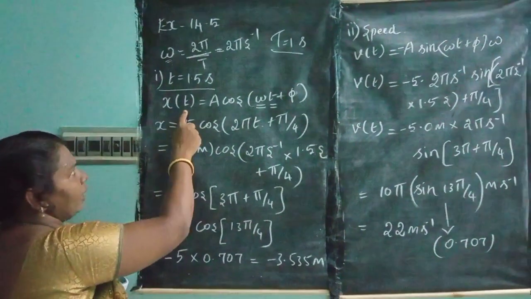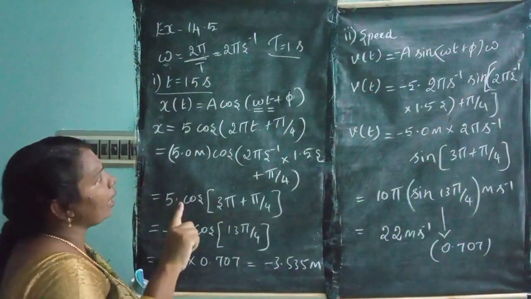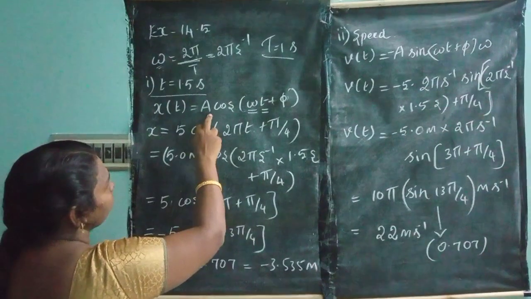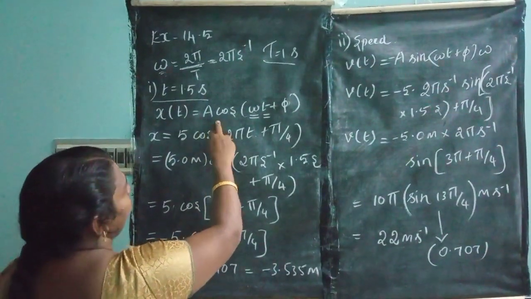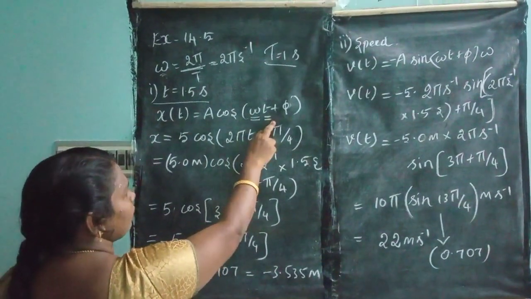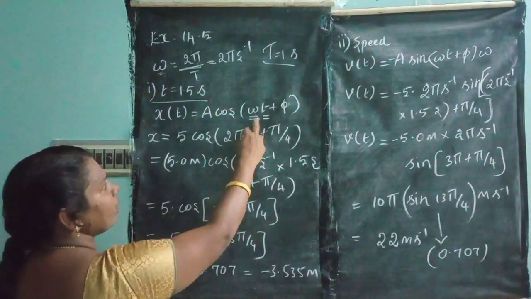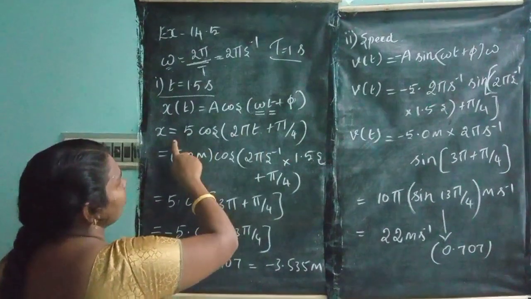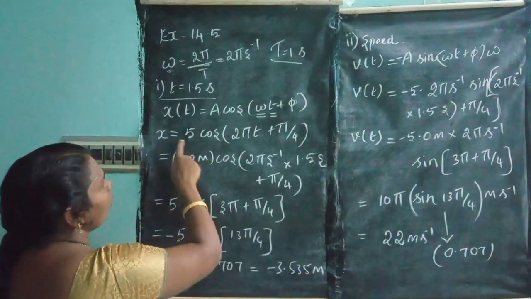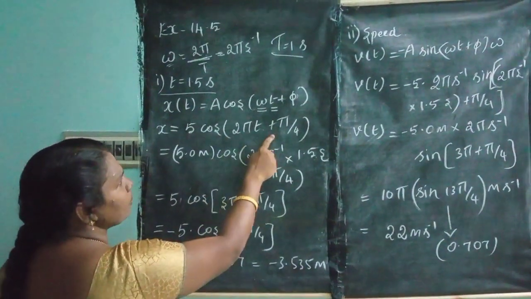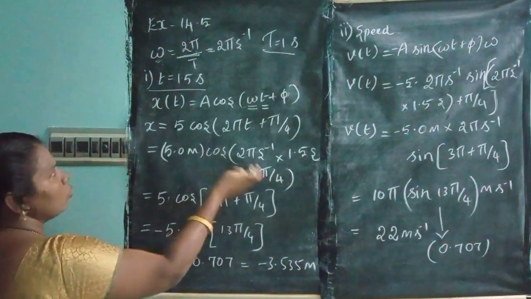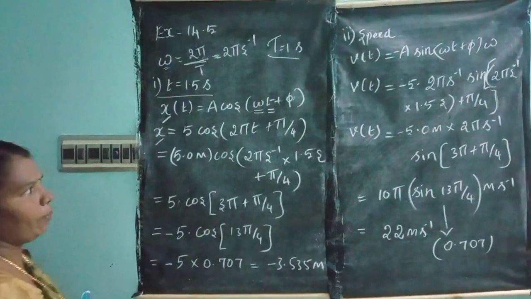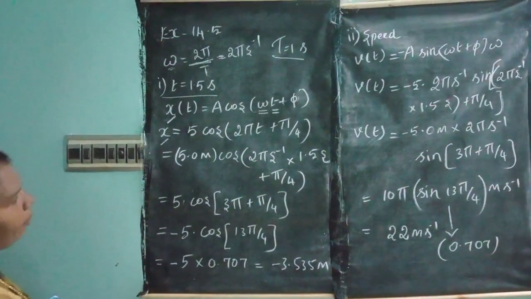What is the general displacement formula? x of t. If it is y of t you can use minus. x of t is equal to a cos (omega t plus phi). This is the general formula. The given equation is x is equal to 5 cos (2 pi t plus pi by 4). Students, you got it? This is the given value, and this is the general formula. Now I am comparing them.